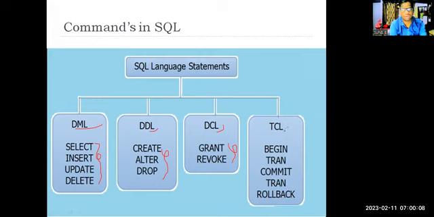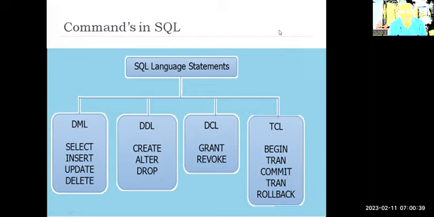And the last and final important one is TCL. TCL means transaction control language. In this transaction control language, we use statements like begin transaction, commit, and rollback. These are the important statements we have to use in the TCL language. TCL means transaction control language.